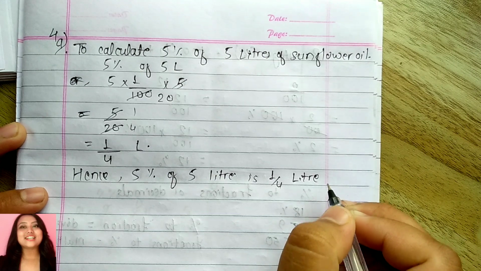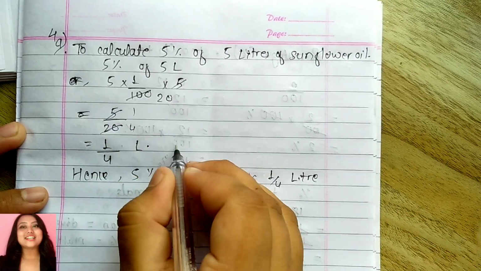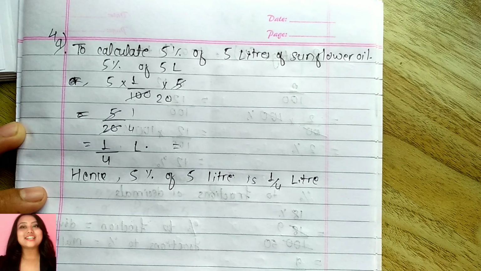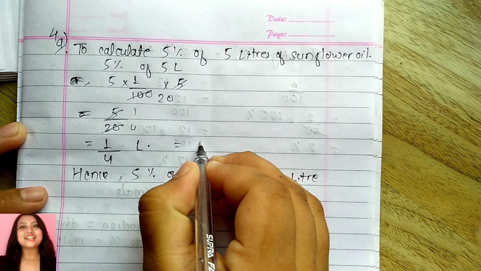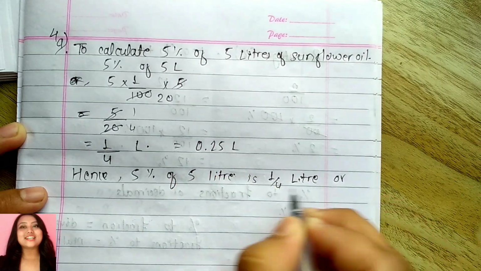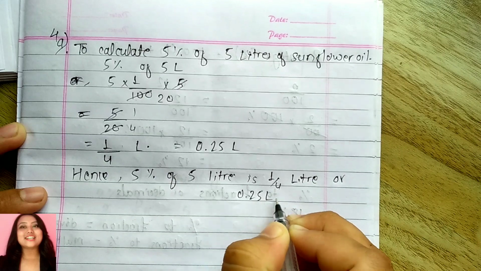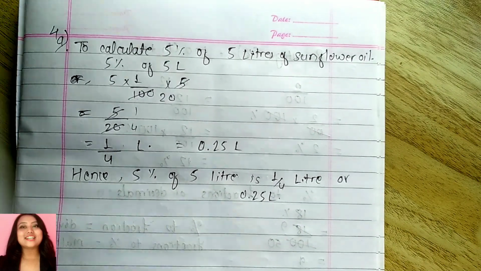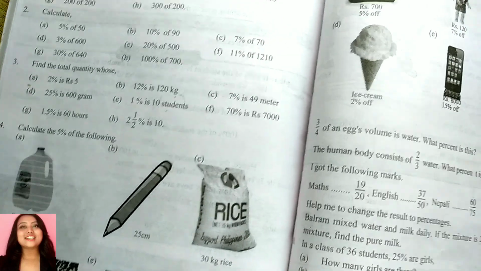Or you can also convert this 1 by 4 into decimal. I have already suggested how to convert a fraction into a decimal, no? If you don't know, then you can see the lecture video. Well, this is the decimal, meaning 0.25 liter, or 0.25 liter is the 5% of 5 liter. So similarly, now I think you can do all sorts of questions.